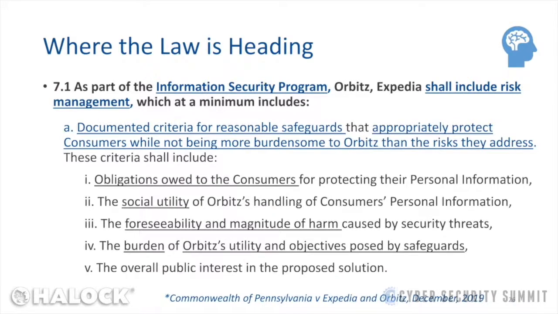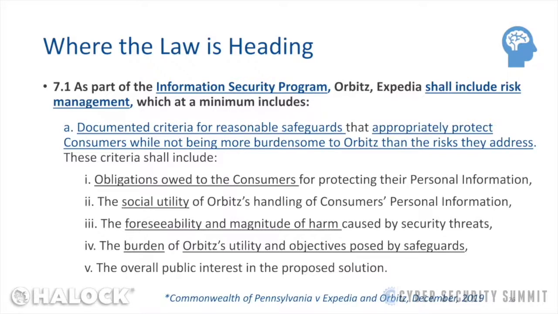We're going to tell you you have to demonstrate reasonable safeguards. And what we mean by that is a control has to be appropriate to protect consumers while not being more burdensome to Orbitz than the risk they address. And then they show the rules by which Orbitz Expedia is to demonstrate reasonableness.